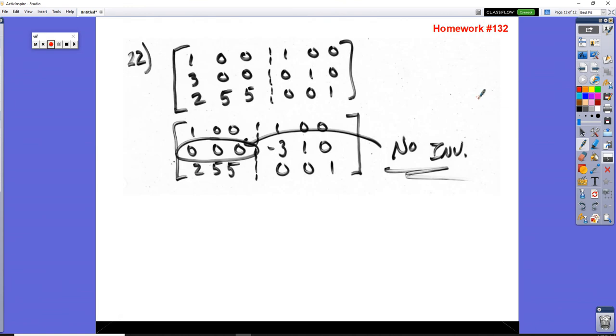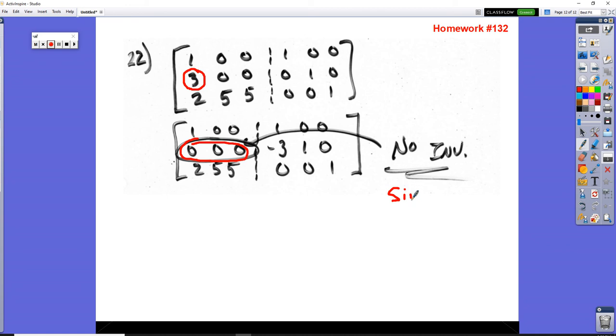The last problem for this, something weird kind of happens. My top row is in really good shape. 1, 0, 0 looks great to me for the top row. In my second row, when I go to get rid of this 3 right here, that means you're going to multiply the top row by -3 and add with the middle row. You get all zeros on the left-hand side of that dotted line. Whenever that happens, that means this is no longer going to produce an inverse.